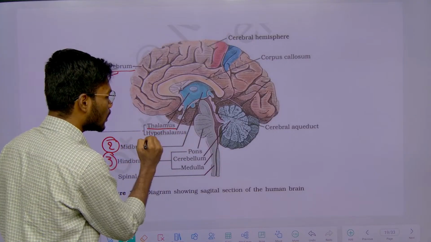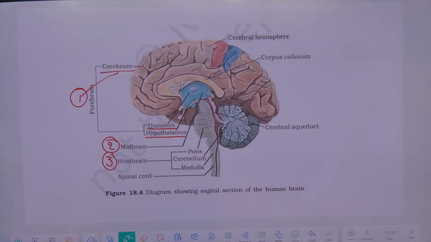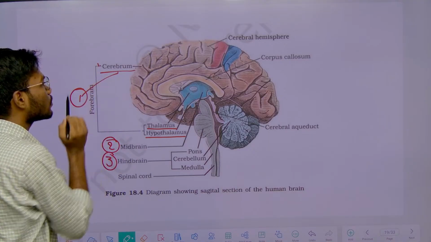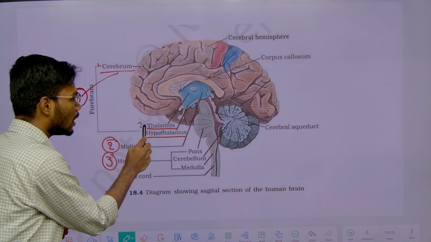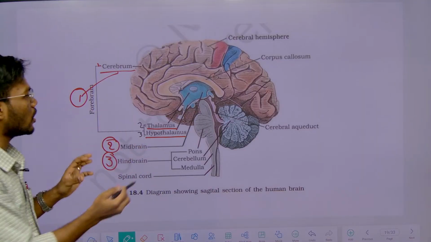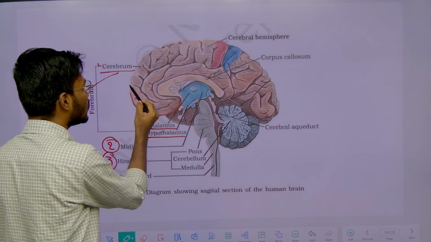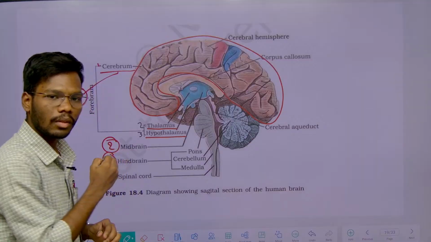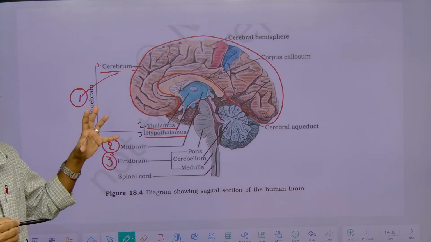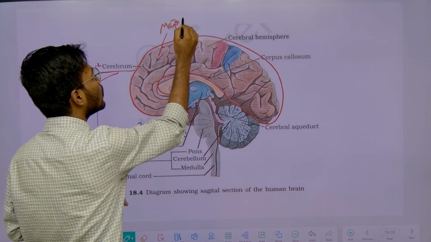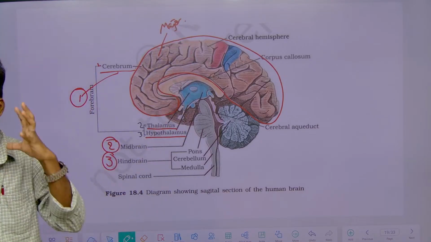Thalamus and hypothalamus. This forebrain has three portions. What are they? One is cerebrum, another is thalamus, another is hypothalamus. If you see the structure, this entire region is called what? Cerebrum, right? So this is a very big portion. It consists of the major portion of the brain. It is very big, right?